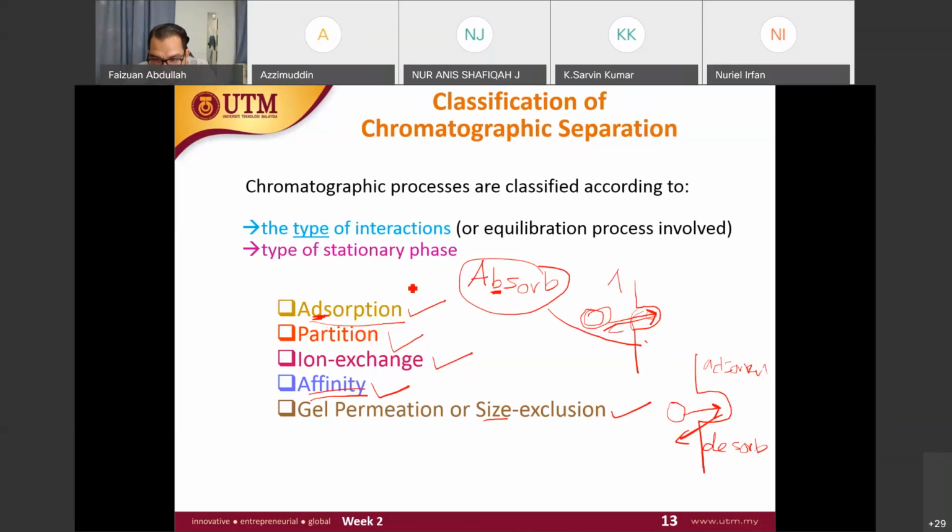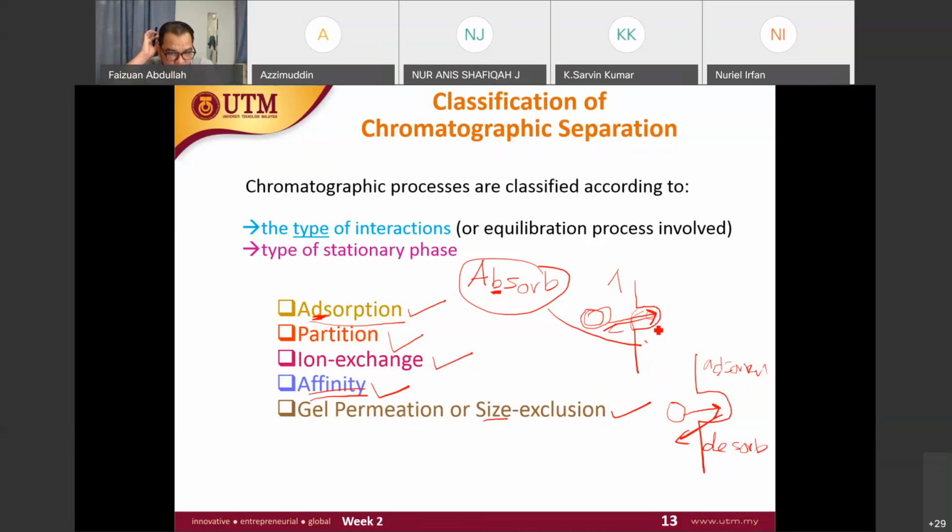Let me differentiate between absorb and adsorb. If you see the word adsorb, with a D, it means the compound, the adsorbent, can adsorb something and can dissolve back, can release back. If the compound is an absorbent, it absorbs something and it cannot be released back. It will attach there. So that is the difference between absorb and adsorb.